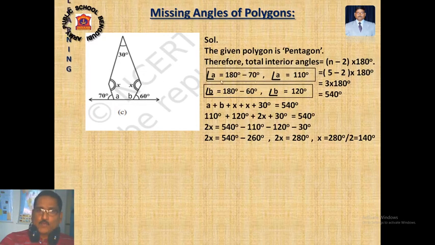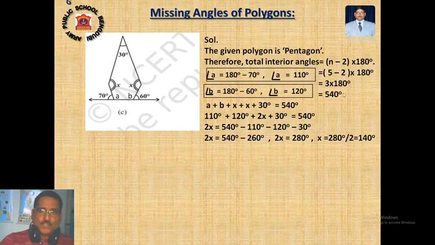So angle A will be 180 minus 70, that is 110. Angle B will be 180 minus 60, that is 120. And it is a pentagon. What will be the total interior angle? N minus 2 into 180 degrees, that is 5 minus 2 into 180, 3 into 180, this is 540 degrees.